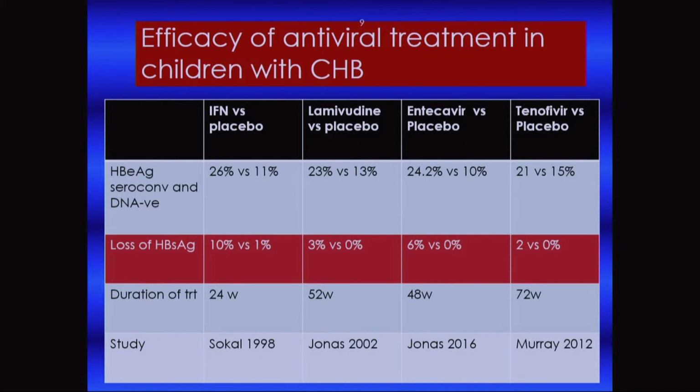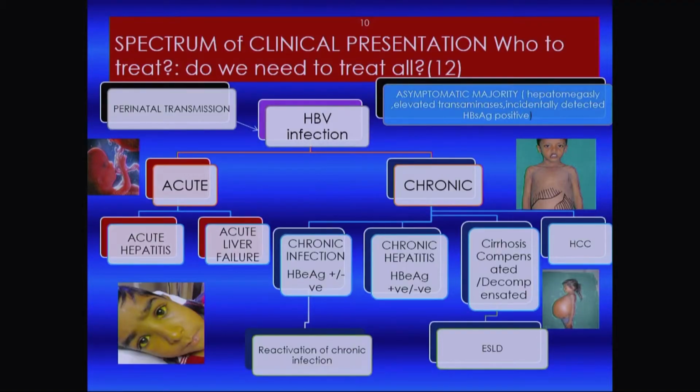Only interferon, if you use, can change the loss of HBsAg, which may not be seen much in the other antivirals. So loss of HBsAg is probably an advantage which you will see in interferon. So you know the reason why to treat, you know the reason how to treat, but who to treat is the question. This is a spectrum of hepatitis B virus infection.